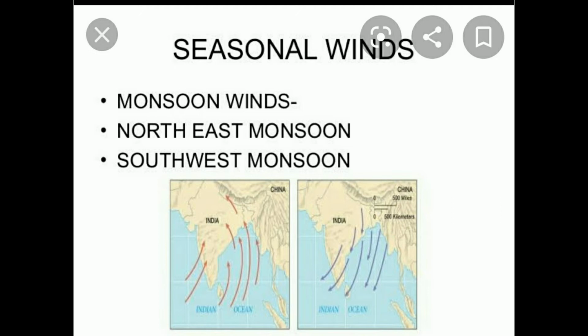Because of the depression which is formed in the Bay of Bengal, the cyclones will occur. So these are because of the northeast monsoons. Mostly in the months of October and November, there will be a lot of cyclonic effect in the coastal states of India, mainly the east coastal states. So this is because of the northeast monsoons.